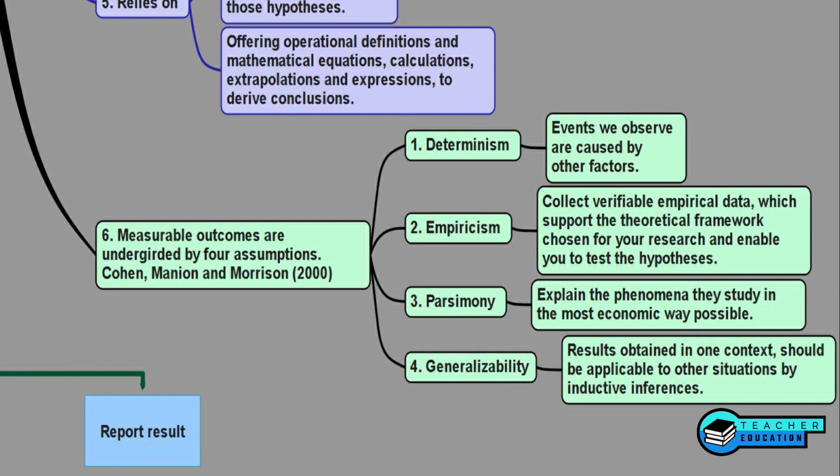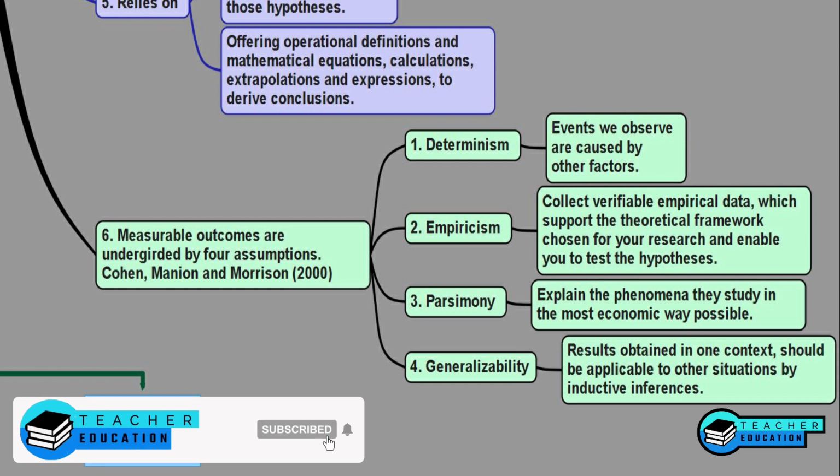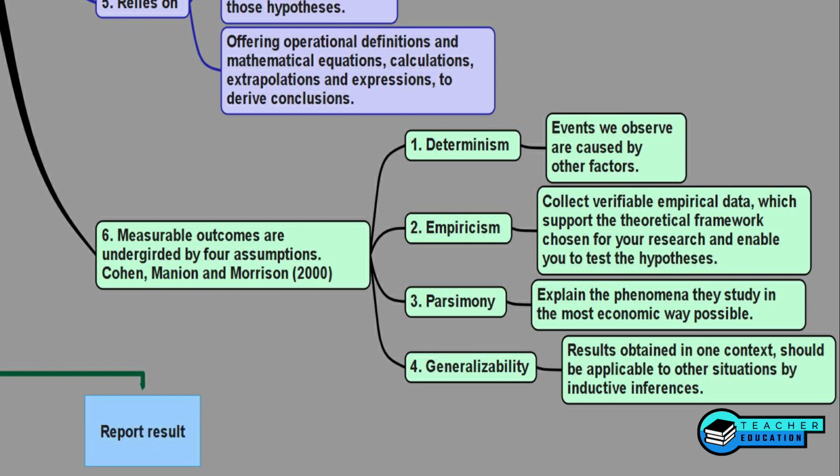Measurable outcomes are undergirded by four assumptions according to Cohen, Manion and Morrison in 2000: determinism, empiricism, parsimony and generalizability. Determinism holds that the events we observe are caused by other factors. Empiricism is the way we collect verifiable empirical data which support the theoretical framework chosen for your research and enables us to test the hypothesis. Parsimony is the way we explain the study in the most economical way possible. And generalizability means that results obtained in one context should be applicable to other situations by inductive inferences.